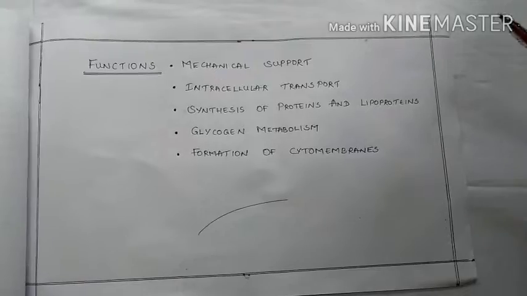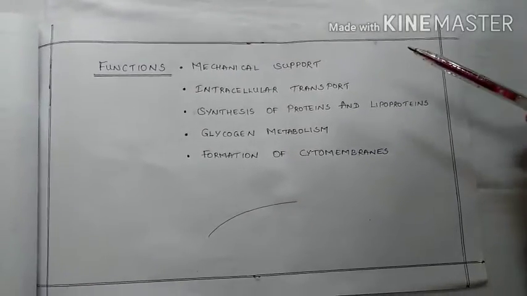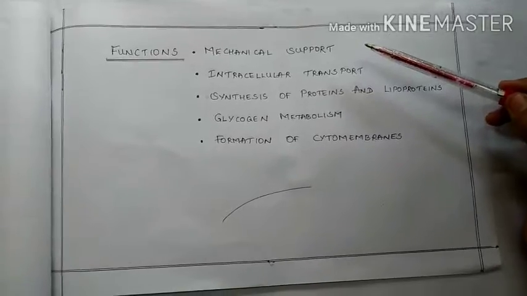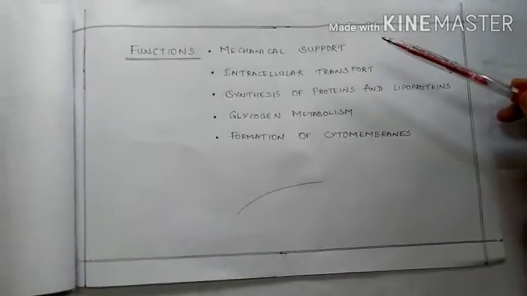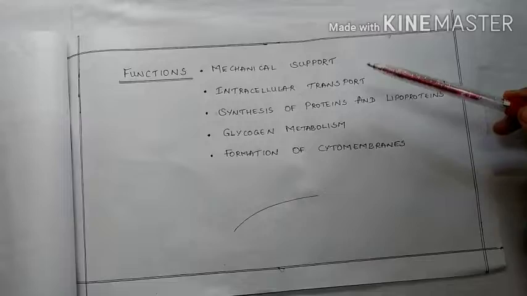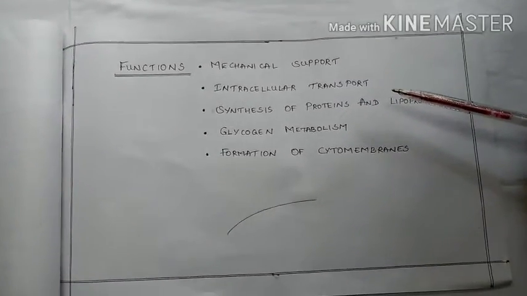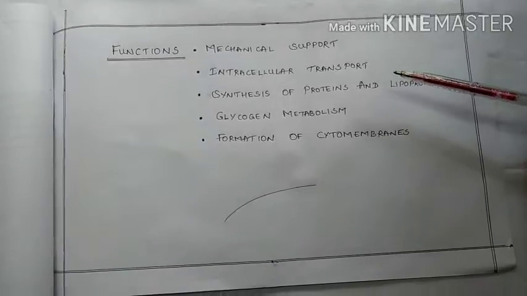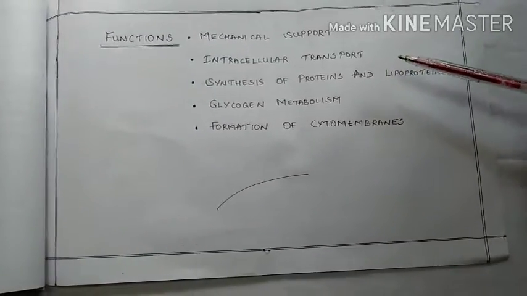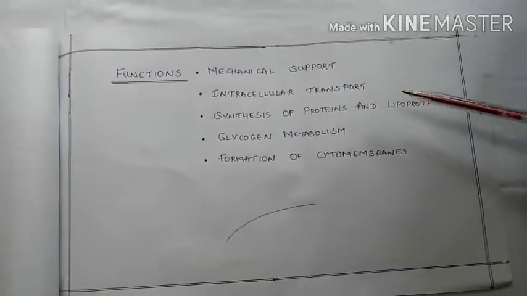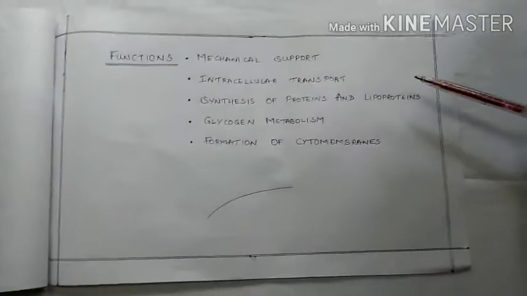The functions attributed to endoplasmic reticulum are: first one, mechanical support. It provides mechanical support to the cytoplasm of the cell. Second, intracellular transport. Various substances in the cell can be transported easily with the help of this endoplasmic reticulum. Synthesis of proteins and lipoproteins.